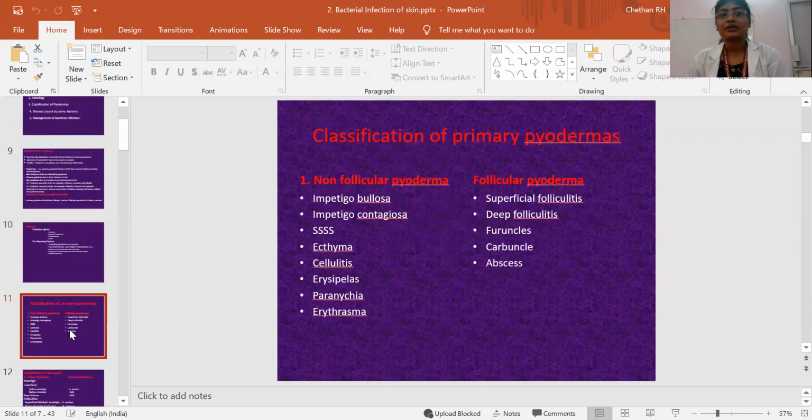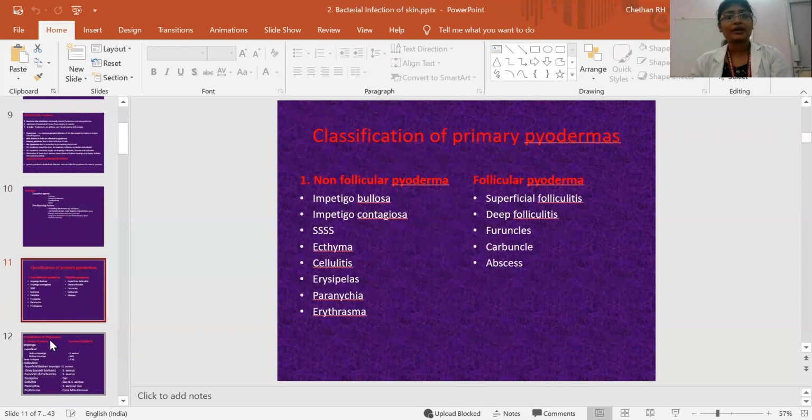Next is classification of primary pyoderma. So how can you classify pyodermas? It can be classified into non-follicular and follicular pyodermas, as I told you before. The follicular pyodermas are superficial folliculitis, deep folliculitis, furuncle, carbuncle, and abscess. All these mainly affect the hair follicle. Non-follicular pyodermas are impetigo bullosa, impetigo contagiosa, staphylococcal scalded skin syndrome, ecthyma, cellulitis, erysipelas, paronychia, and erythrasma.